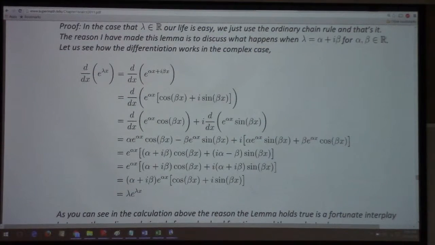This story plays out again and again as you study complex analysis. Whatever you would like to be true, almost always if it's true in the real case, and it's something simple like this, it will still be true when you go to the complex case in a natural way. There are exceptions to that, but that's what the study of complex analysis is partly about. But anyway, here's a place where user error is pretty hard to do.